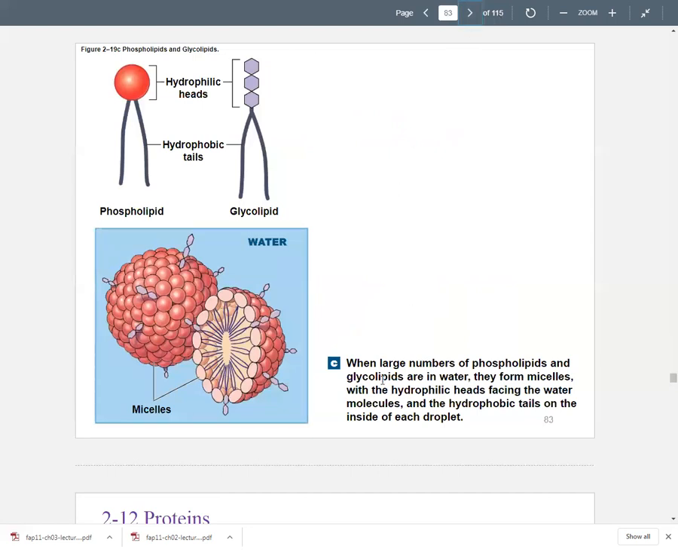All right, so another application. When large numbers of phospholipids and glycolipids are in water, they can form structures we call micelles, with the hydrophilic heads facing the water and the hydrophobic tails facing the inside. They basically form these spheres, again because these nonpolar ends don't like water.